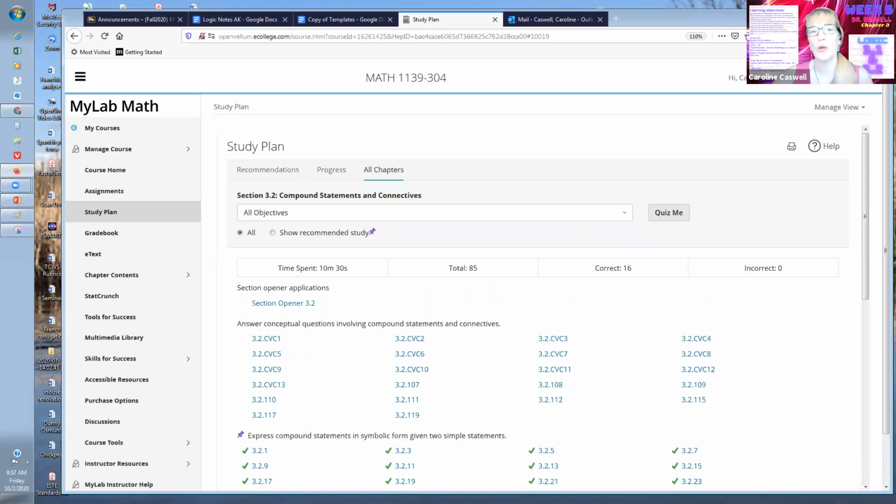That's on you. I would recommend that you do that if that interests you. Okay, so moving on. At this point, we're going to get started on section 3.3.